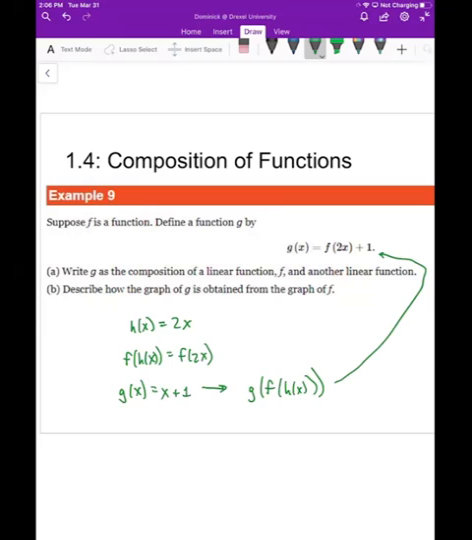Okay, and of course, part B, how is this obtained? So it's a shrink horizontally by a factor of 1 over 2, and a shift up 1. Right, and that's the idea.